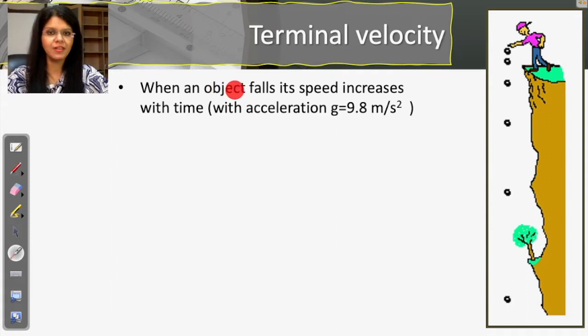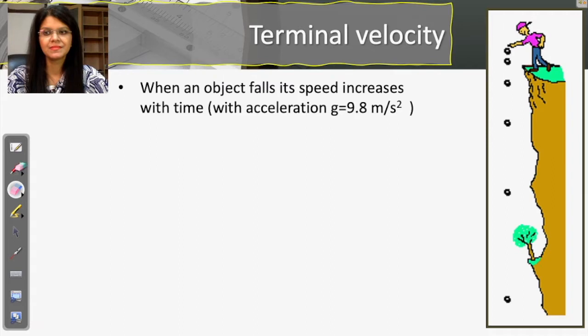When an object falls, its speed increases with time. This is something you have already understood. So when we talk about terminal velocity here, in this picture, we are talking about an object which is falling down. As it is falling down, what is happening to the speed? It is increasing. Increasing at what rate? At a rate of 9.8 meters per second square. With every passing time, the velocity is increasing with a value of g.